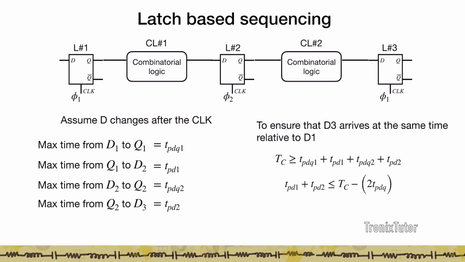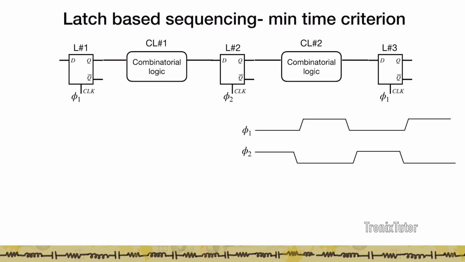Which means that your time period of the clock should be greater than TPDQ1 plus TPD1 plus TPDQ plus TPD2. So there are two logic paths it needs to go through and two propagation delays of the gates. In other words, the maximum delay I can have through the combinational logic, that is TPD1 plus TPD2, can be given as TC minus 2 TPDQ, assuming all the latches have the same times. So the sequencing overhead in that case would be 2 TPDQ.